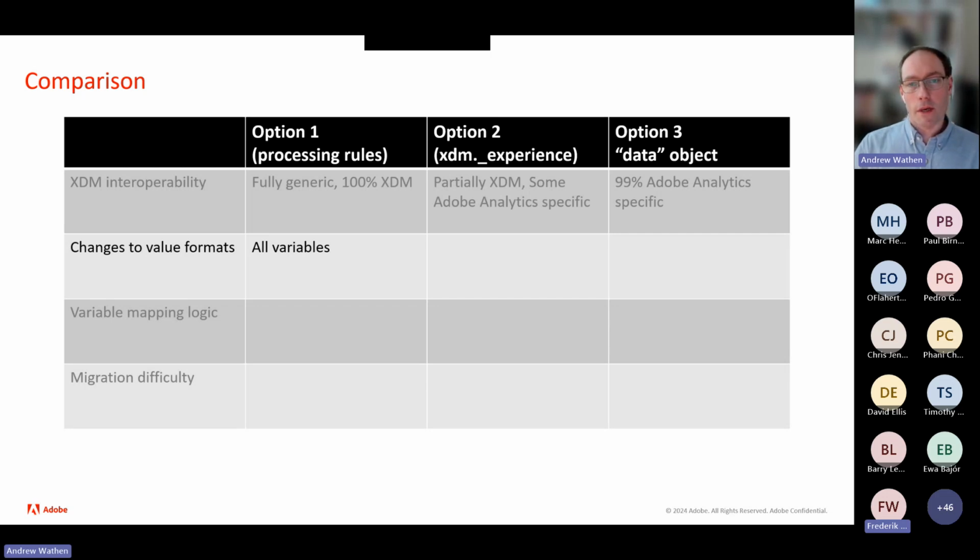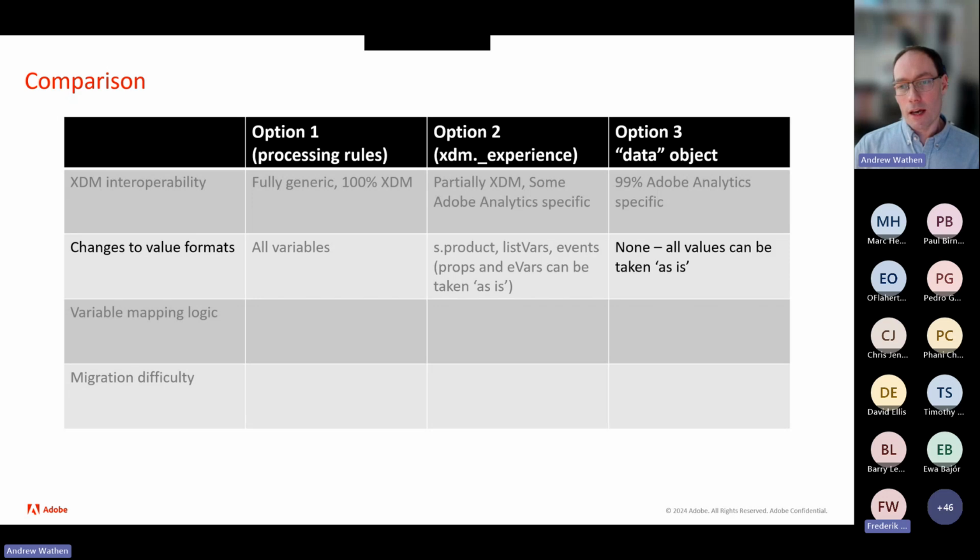So when we're talking about the XDM object, we may then have to think about reformatting things to get it into the XDM object. Obviously, with option 1, you're going to be looking and basically touching almost every variable and having to work out how to format that into the XDM object. Props and evars with option 2 can be pretty much taken as is, because you can just map those into that new area, that underscore experienced area, but you are going to have to do quite a lot of refactoring of things like product list vars and events because they are in a little bit of a different format. And with option 3, you can just take everything as is.